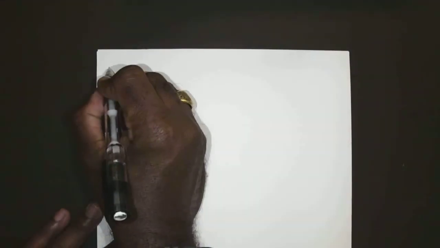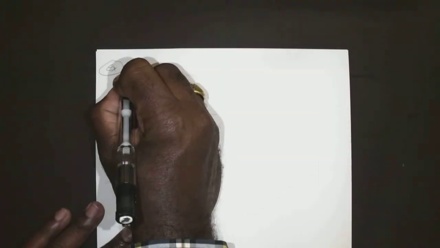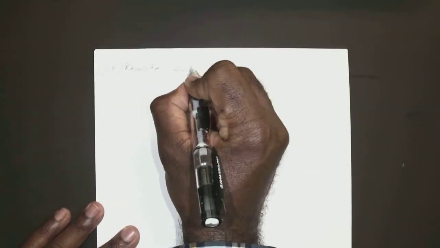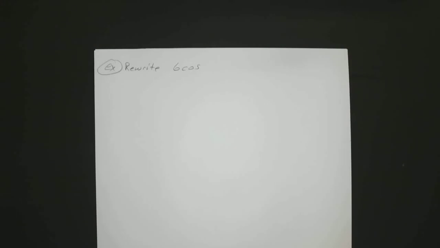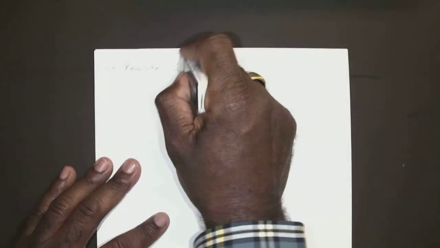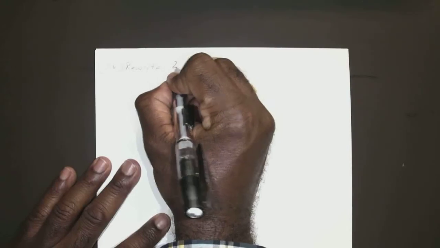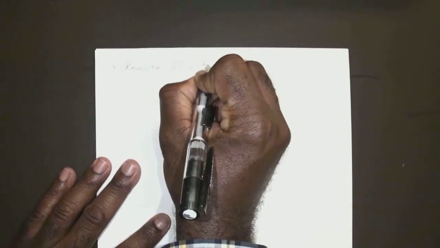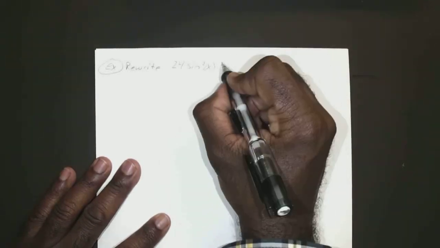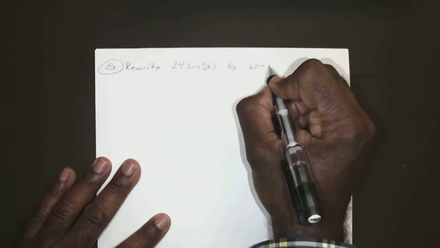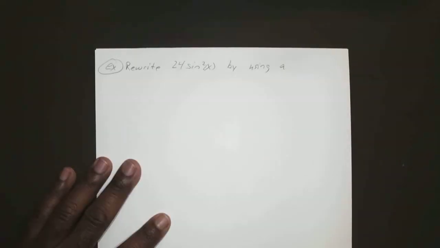All right, so let's say, for example, let's say if we wanted to rewrite 6 times, actually let me start off with one that's fewer steps here. Let's say instead of that, let's start off with a different example. Let's say 24 times sine squared of x, by using a power reducing formula.